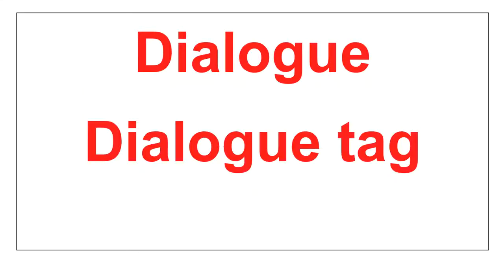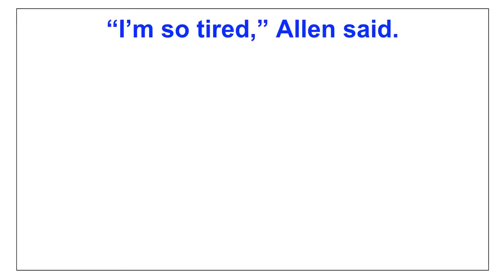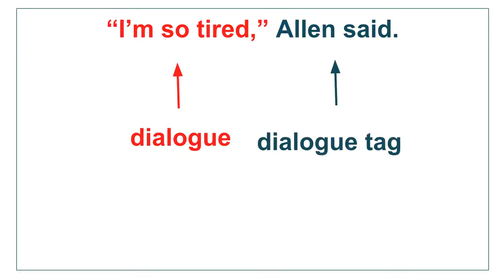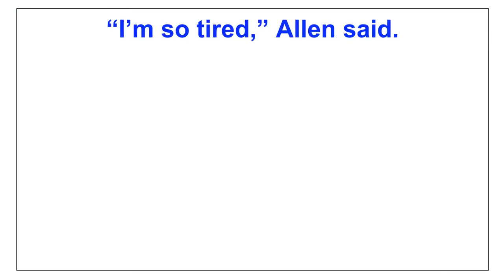First of all, let me explain two things, dialogue and dialogue tag. Let's look at this sentence again. In this sentence, "I'm so tired" is the dialogue, and "Alan said" is the dialogue tag. A dialogue tag is something that shows the reader who the speaker is. Let's look at the same example. "I'm so tired," Alan said.